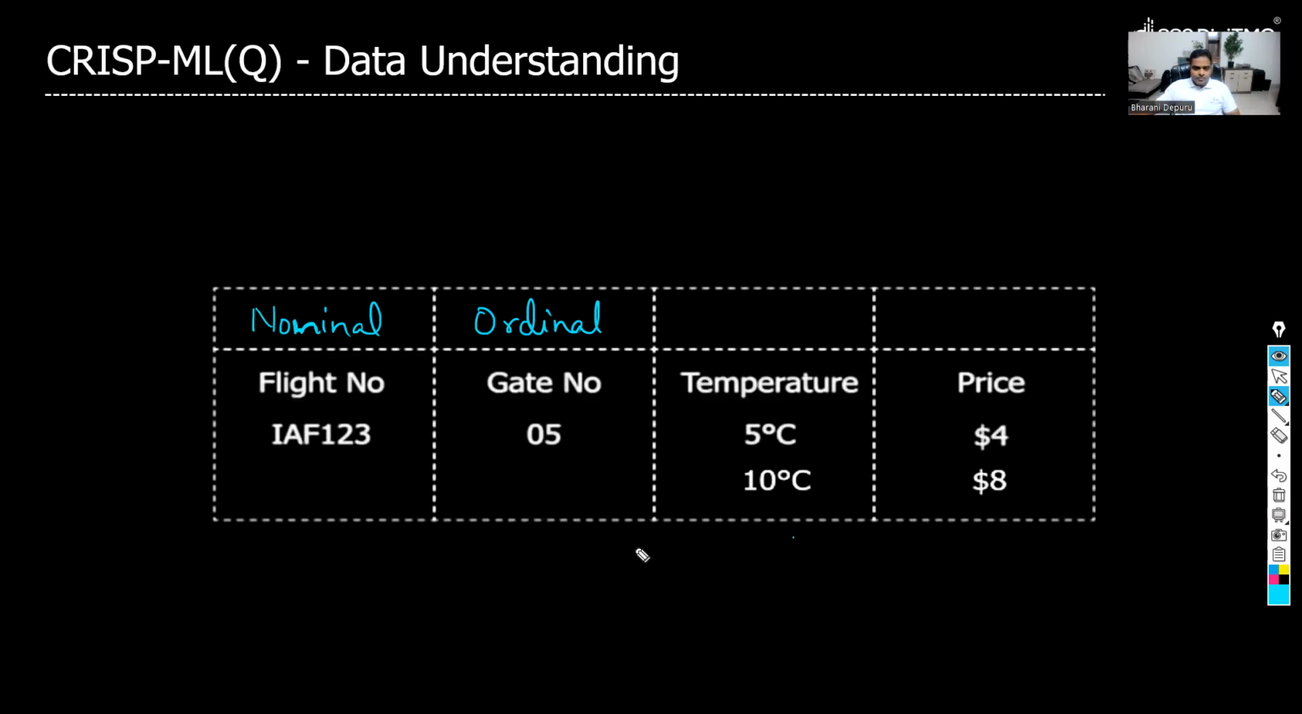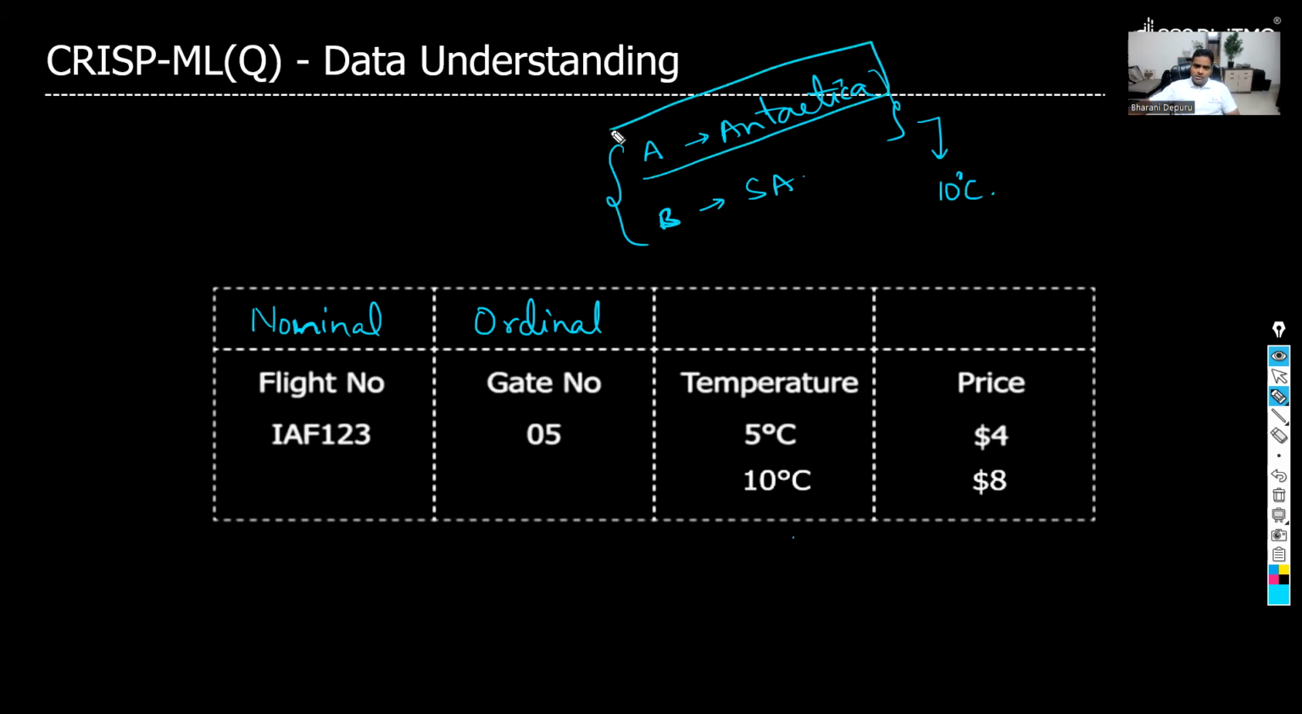I told this person to get two people, person A and person B. Get one person from Antarctica, and get another person from Saudi Arabia. And then expose both of these people to 10 degrees Celsius. The person from Antarctica would have survived throughout his life in sub-zero temperatures. If you expose that person to 10 degrees Celsius, that person might say, wow, it's quite warm out here.